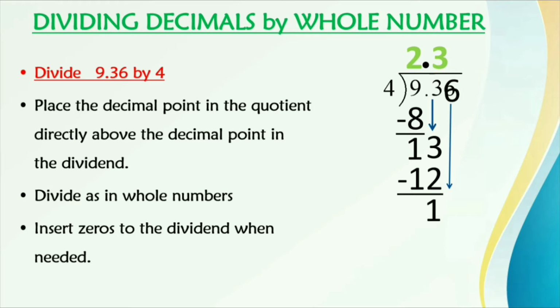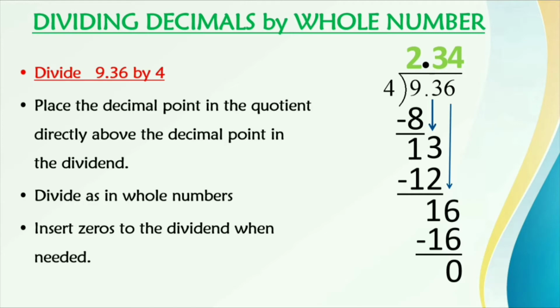So 16 divided by 4, we have 4, and then 4 times 4 is equal to 16. Okay, 16 minus 16 is 0. Okay, ubos na yung dividend natin. So, tapos na yung ating pag-divide. Okay, therefore, ang ating final answer in this problem or yung quotient natin is 2.34 or 2 and 34 hundredths.